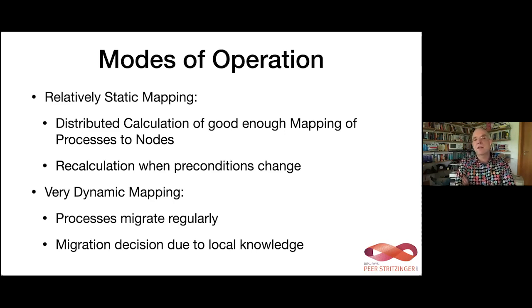We can do a recalculation when the preconditions change. And then we can do a very dynamic mapping where you just spawn off processes, and then they sense, oh, it's crowded on this node. And they see, oh, over there there's another node, there's not many processes over there. Let's migrate over there and do our calculations over there. And then you can actually add nodes and everything just expands like a gas into this mesh and uses all the compute power.